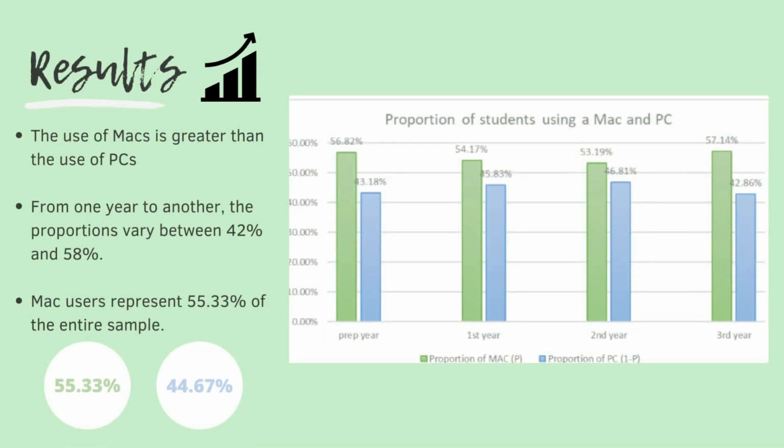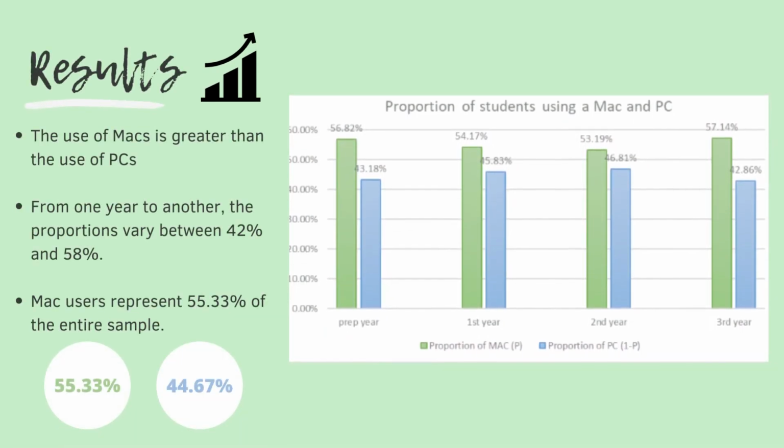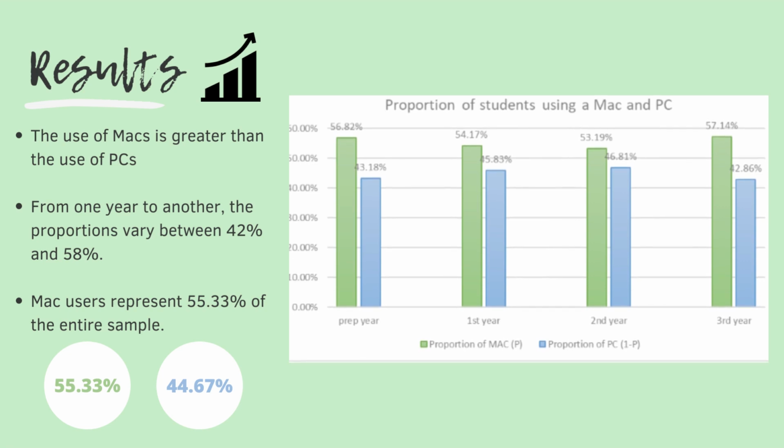Now, looking at the bar graph, we can see that Macs are on average more used than PC among each cluster of our sample. The proportions vary between 42% to 58%, which suggests that the proportions are quite stable. Overall, we found that Mac users represent 55.33% of our sample, which indicates that Mac computers are preferred over PCs among the sample of students studied.